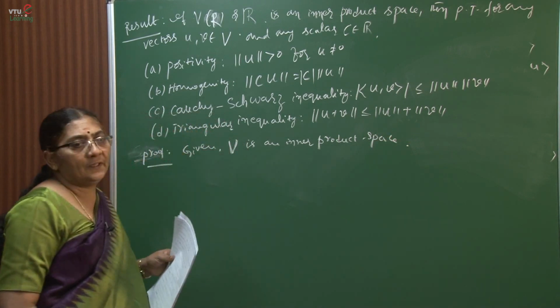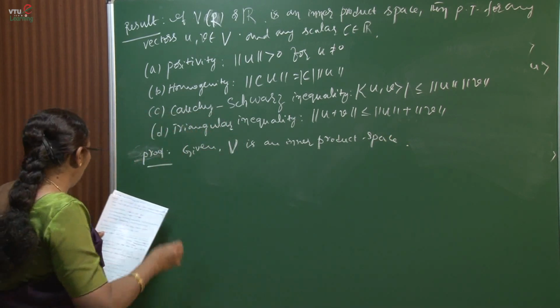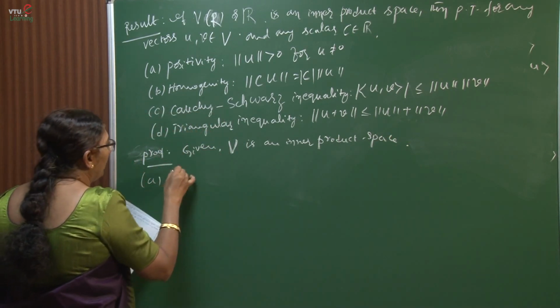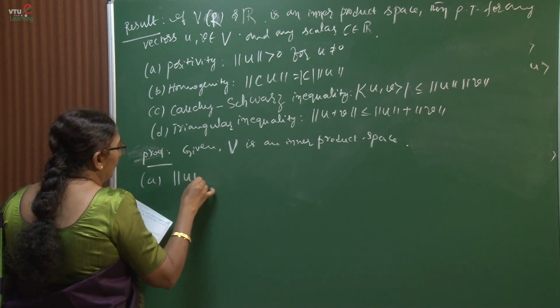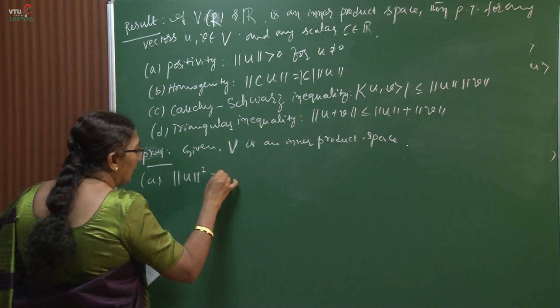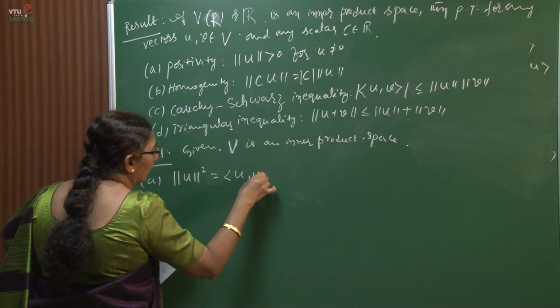Given V is an inner product space. First, I want to prove the first one. Now, I consider the norm of u squared. What is the norm of u squared? It is the inner product of u comma u.